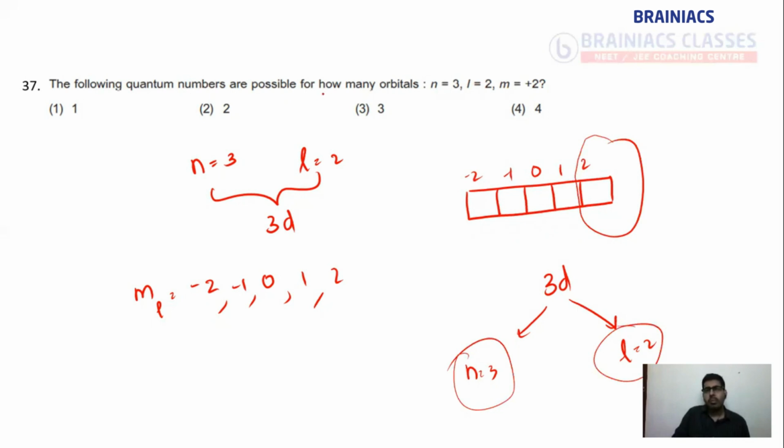So the following quantum numbers are possible for how many orbitals? There is only one orbital with n 3, l 2, and ml value +2. So how many orbitals are there? Only one orbital. I think it's clear. So the answer is option 1.